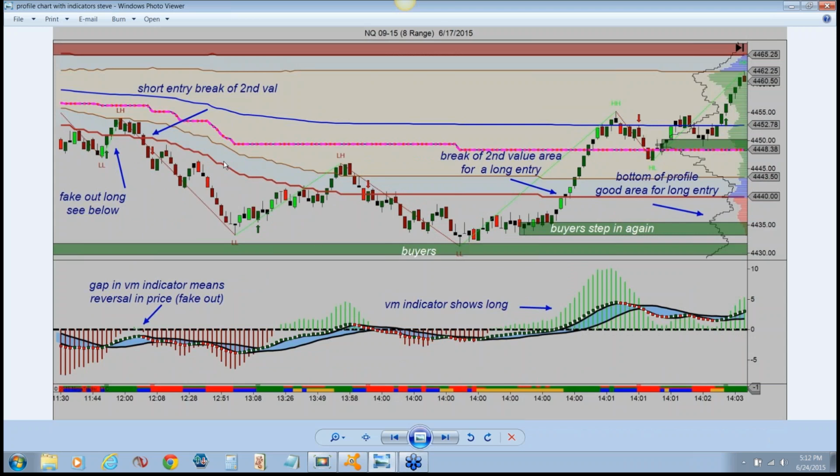Awesome. Up here, I wanted to point out real quick before you start, this is a perfect example of how Steve is using order flow to trade other setups. So take it away, Steve.